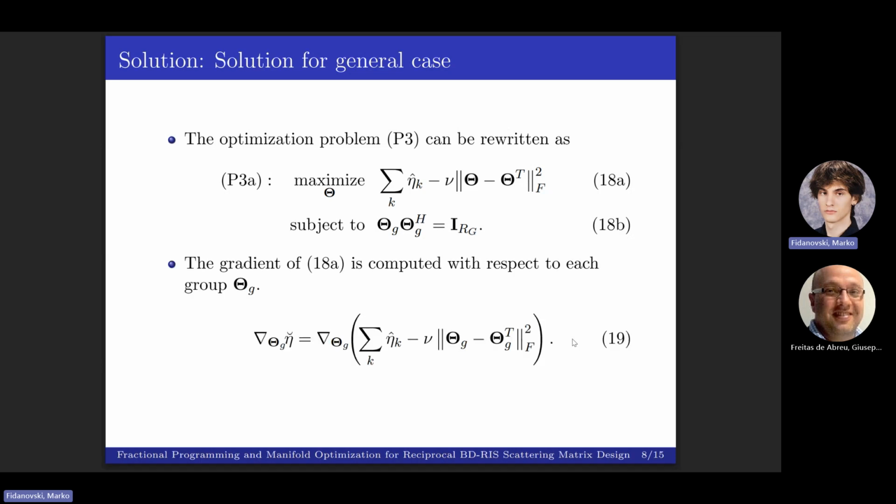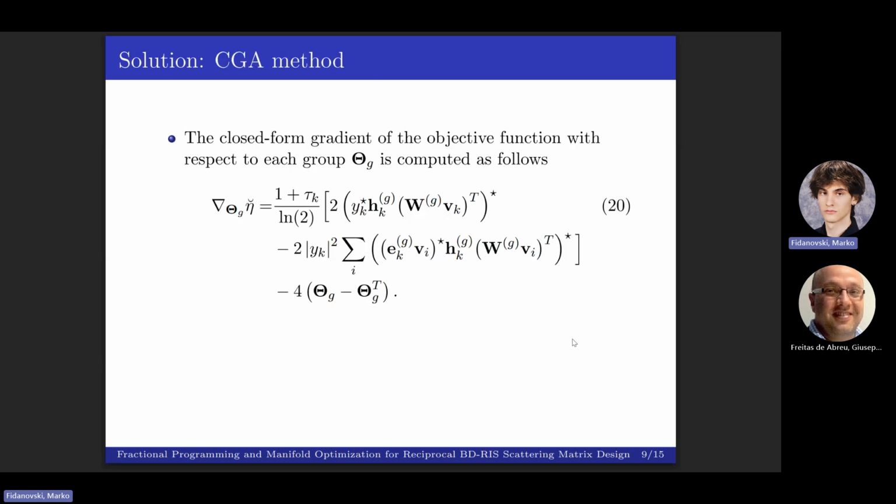So to this extent, we can use the conjugate gradient ascent method, as will be defined further, but to this extent we are going to need to define the gradient of the objective function as seen in equation 19 here. So for simplicity, we provide the closed form gradient of the objective function with respect to each group, and this is seen here in equation 20.